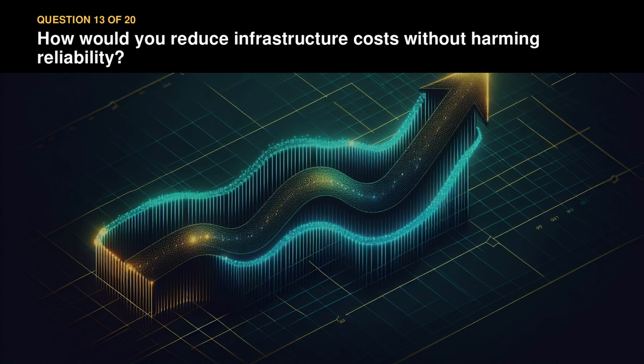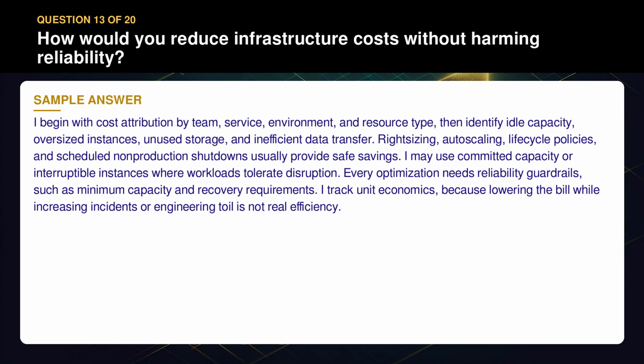Question 13. How would you reduce infrastructure costs without harming reliability? I begin with cost attribution by team, service, environment, and resource type, then identify idle capacity, oversized instances, unused storage, and inefficient data transfer. Right-sizing, auto-scaling, lifecycle policies, and scheduled non-production shutdowns usually provide safe savings.